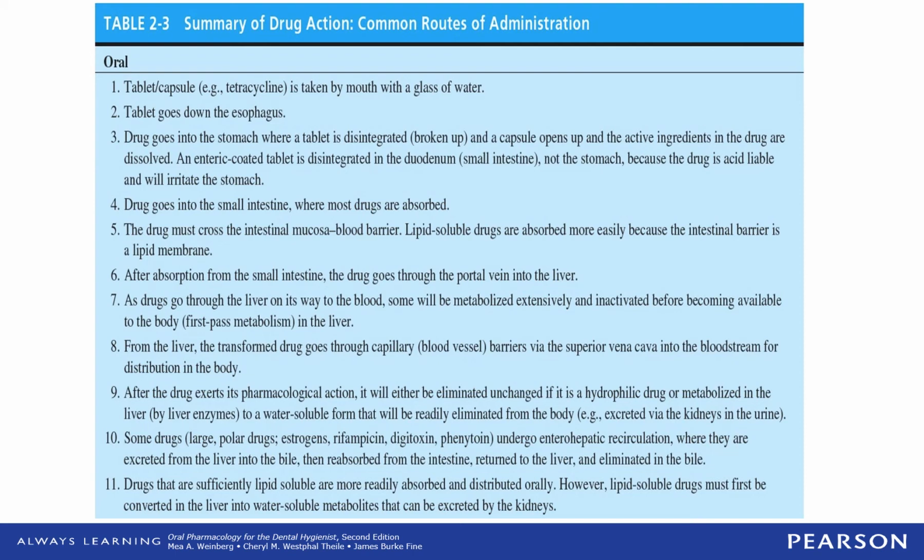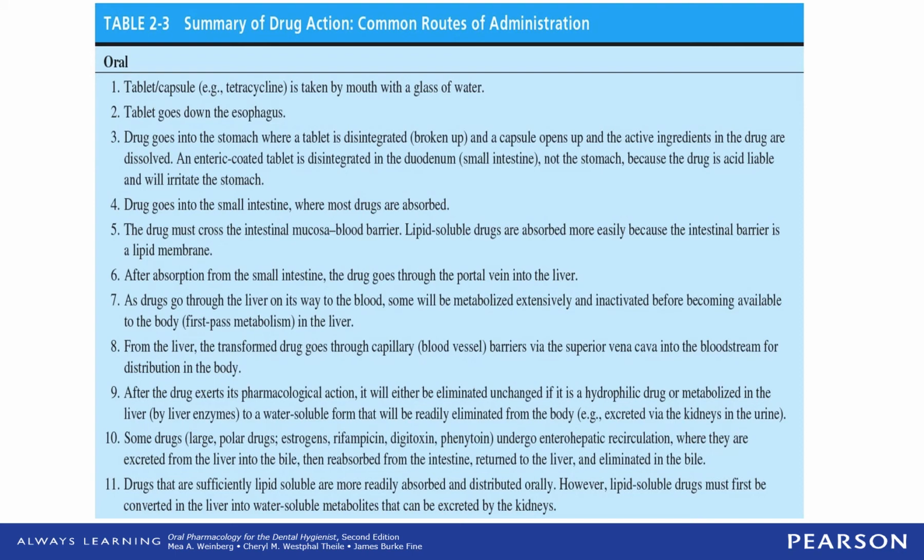The drug goes into the small intestines, where most of the drugs are absorbed. The drug must cross the intestinal mucosal blood barrier first. The lipid-soluble drugs, remember, are absorbed more easily because the intestinal barrier is a lipid membrane. After absorption from the small intestine, the drug goes through the portal vein into the liver.